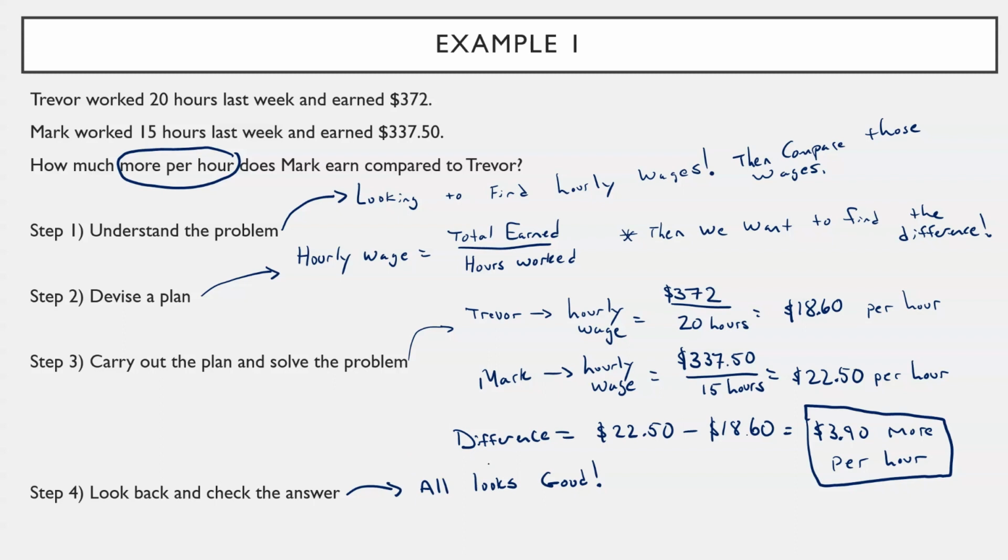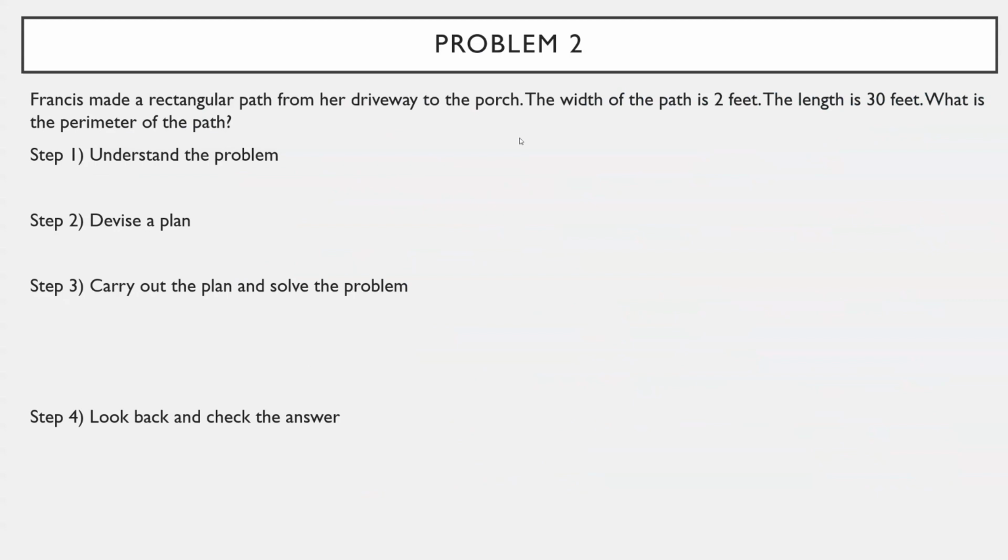All right, let's do another one. This one will be a little bit of maybe geometry here. So here's the problem. Frances made a rectangular path for, a little bit of a typo there, sorry, for her driveway, all right, to the porch. The width of the path is 2 feet and the length is 30 feet. What is the perimeter of the path?